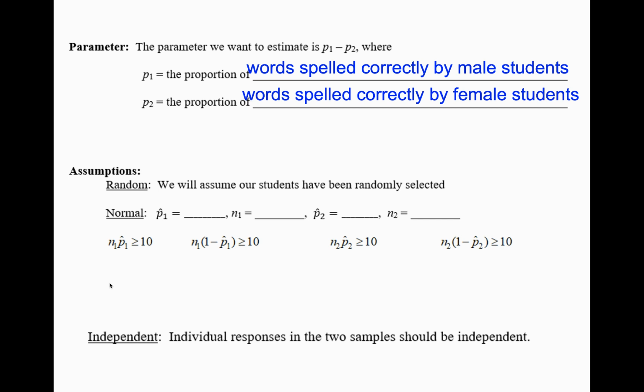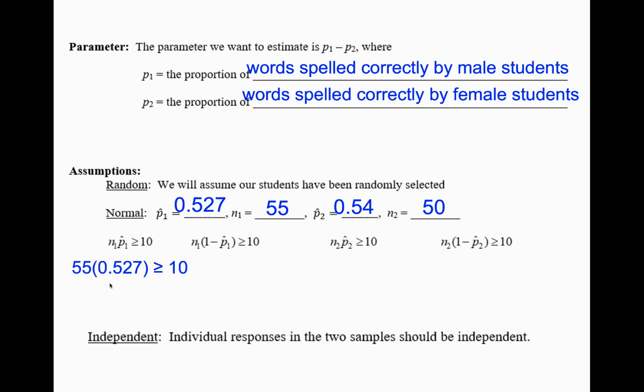So remember from the first page, we're just going to recopy these values. P hat 1 was 0.527. N1 was 55. P hat 2 was 0.54. N2 is 50. And so these are the numbers we're going to use when we check the large counts condition. So there are actually 4 checks we have to do this time instead of 2.